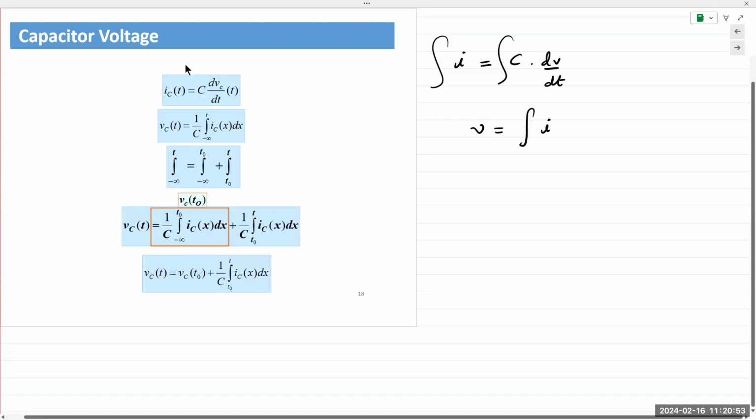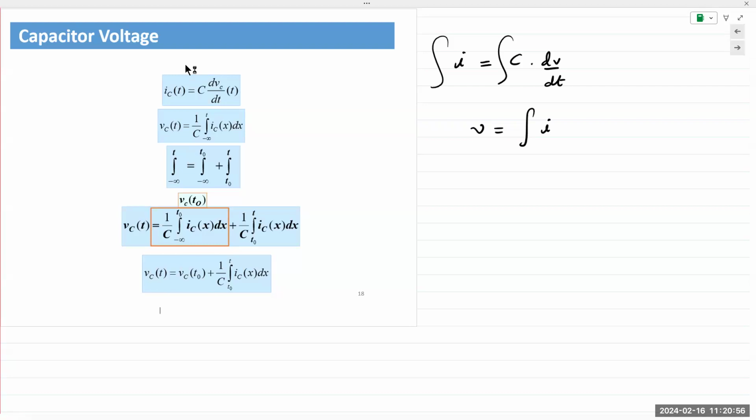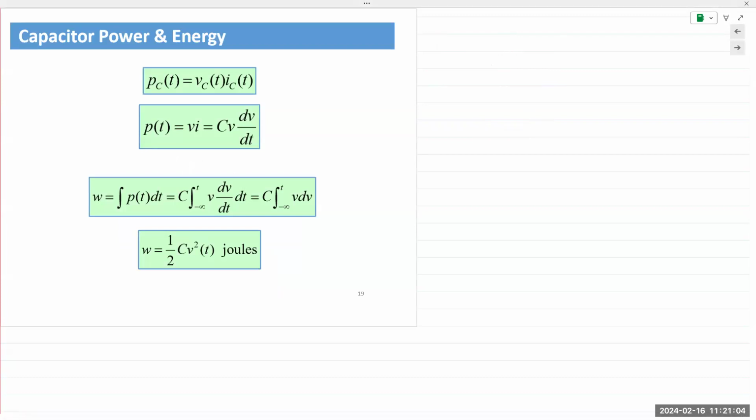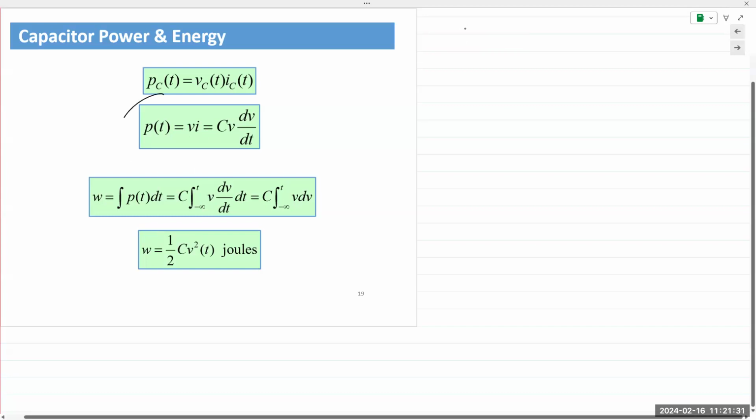Equations for power and energy are exactly the same. Electrical power is V times I, the product of the voltage and current. Current is C dV over dt. Simply plug in that equation and you get CV dV over dt. That's the equation.